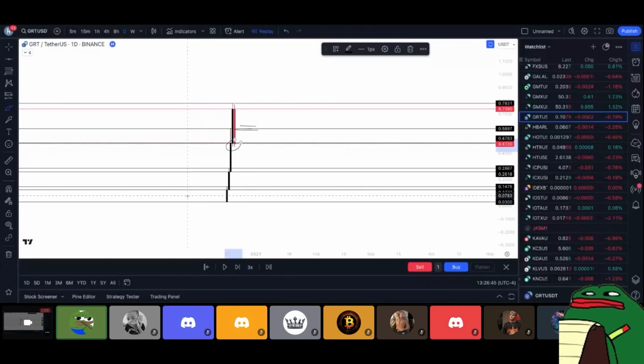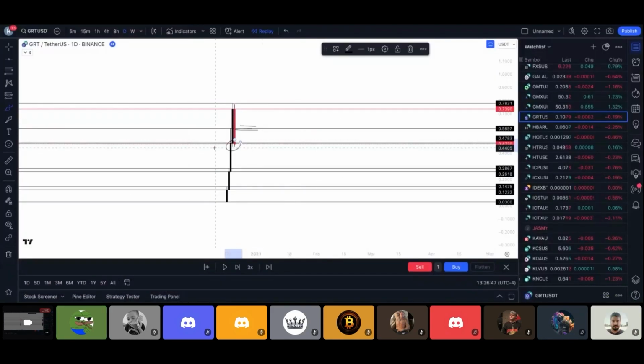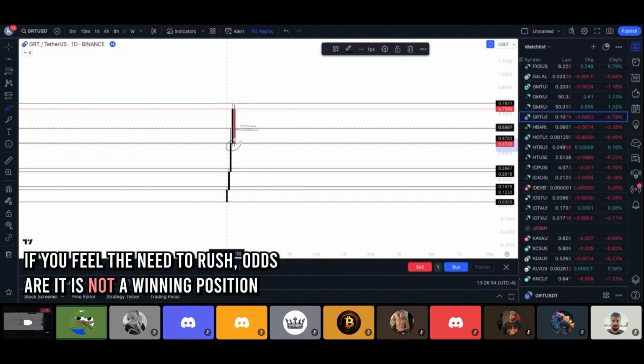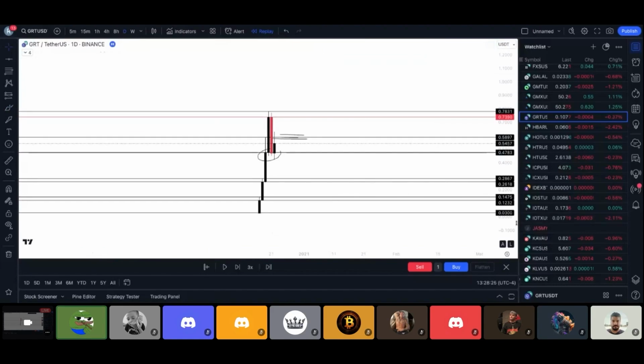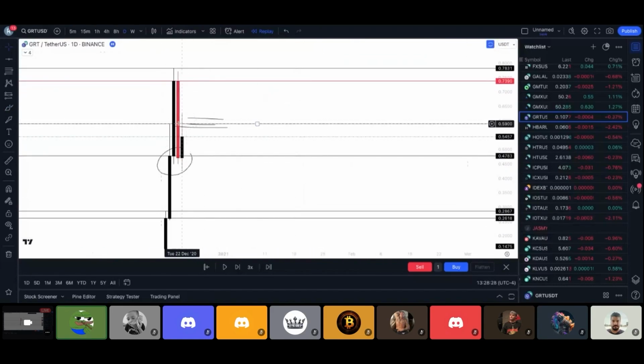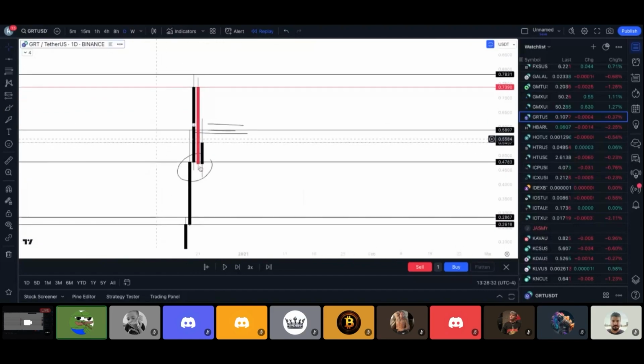When you're playing this market, you got to take a step back and think logically. If you feel like you have to rush into a position, odds are it's not a winning position. So what I think is going to happen is it's going to move up for a bearish retest and then move down. The price came up. What happened here, guys? The price came up, literally retested the same line we drew, put in a bearish retest before going down lower.